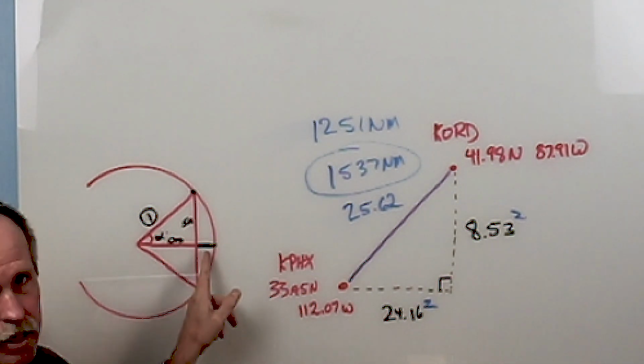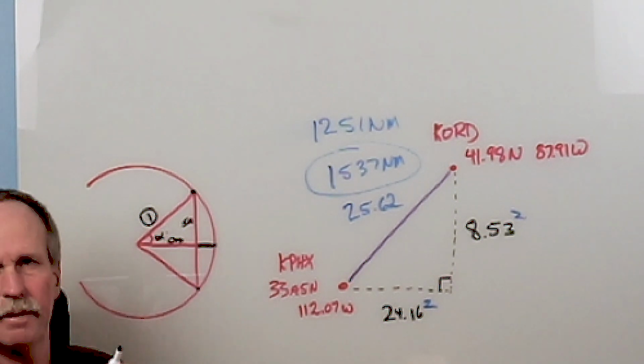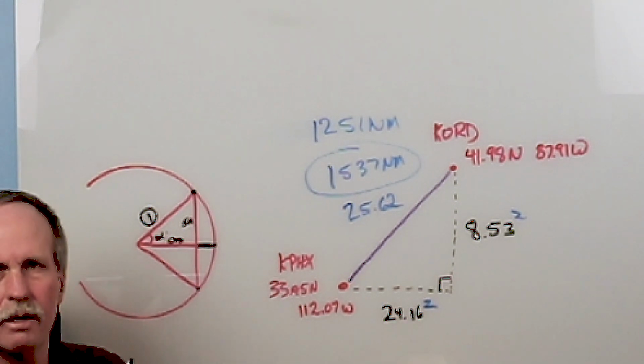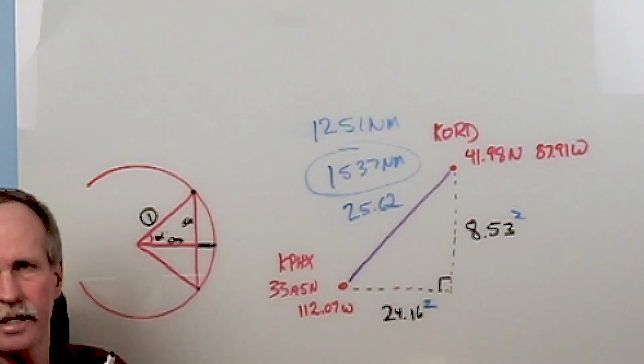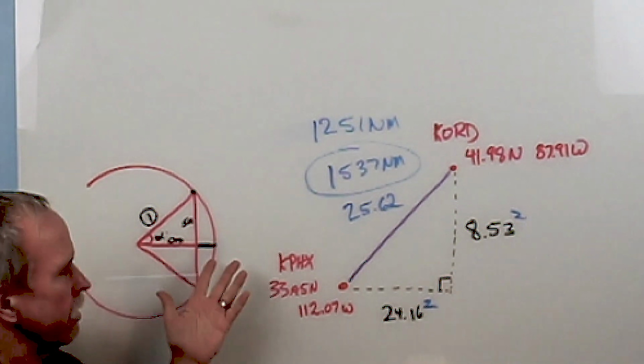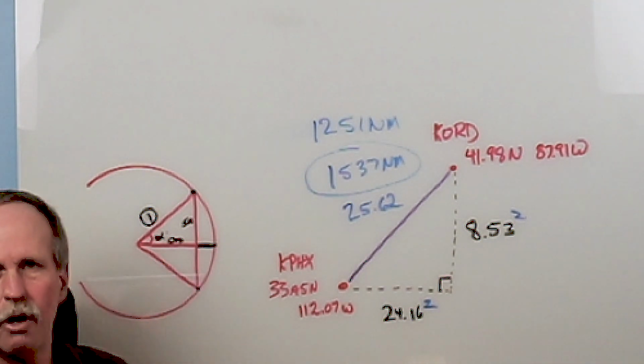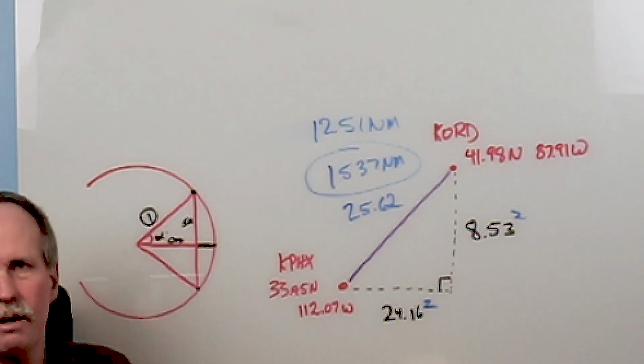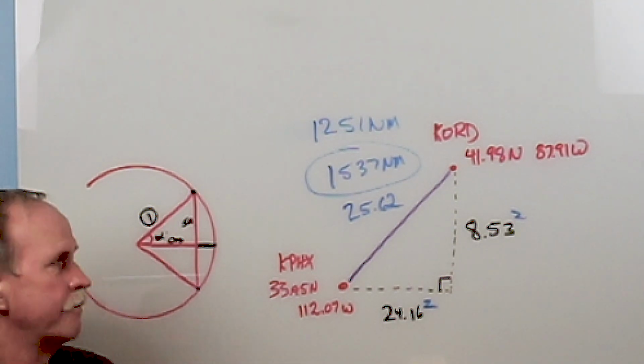And this segment is called the versine. Sometimes you may hear it referred to as sagitta, which means in Latin the arrow, and I think that you can see why they call that an arrow. But in this video, we're going to refer to it as the versine.